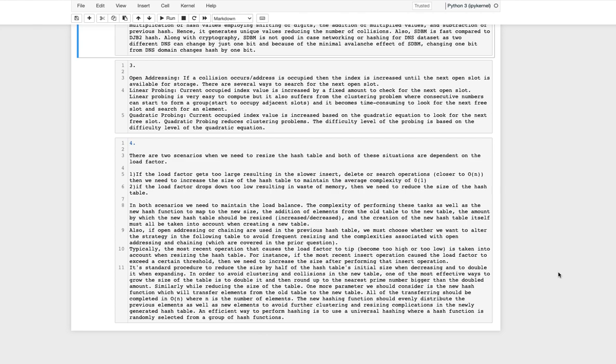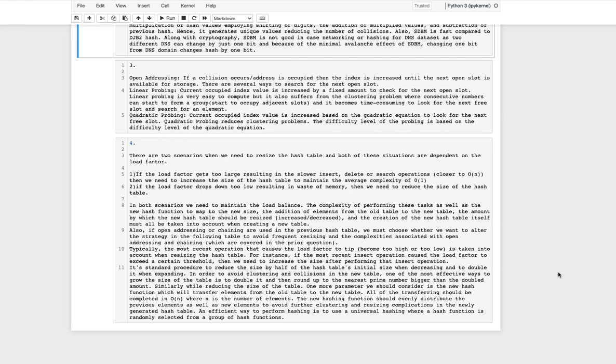The second is if the load factor drops too low, resulting in waste of memory, then we need to reduce the size of the hash table. In both scenarios, we need to maintain the load balance and consider the complexity of performing this task, as well as the new hash function to map the new size, the addition of elements from the old table to the new table, the amount by which the new hash table should be resized, and the creation of the new hash table itself.